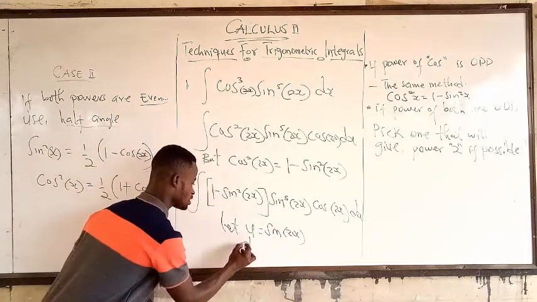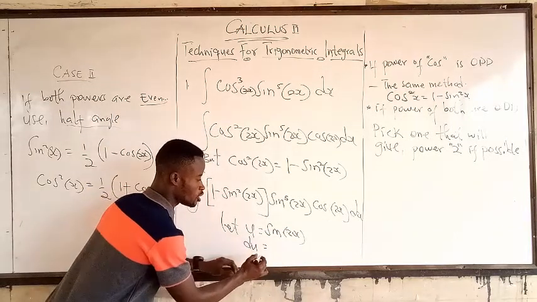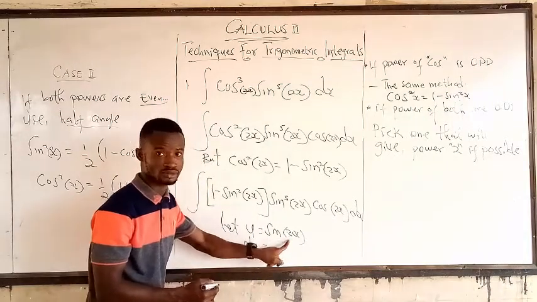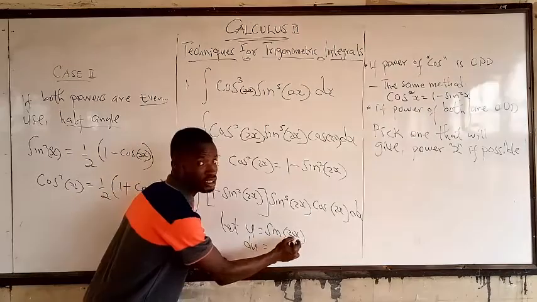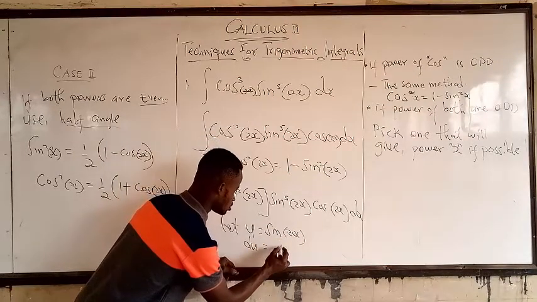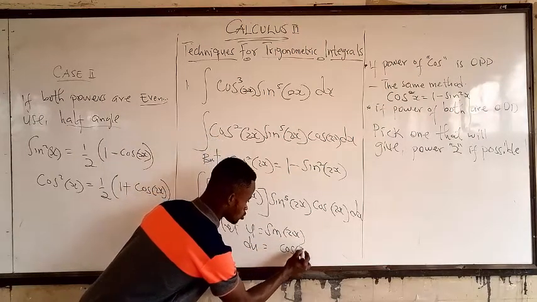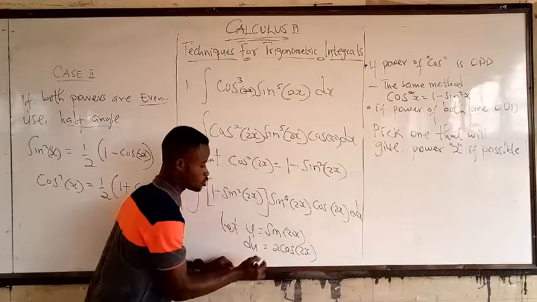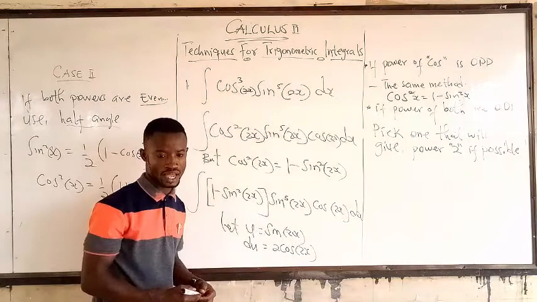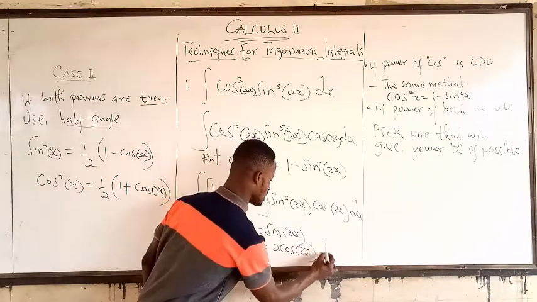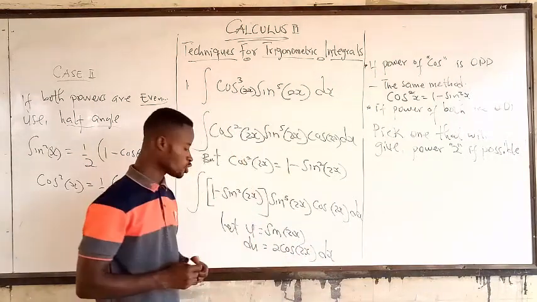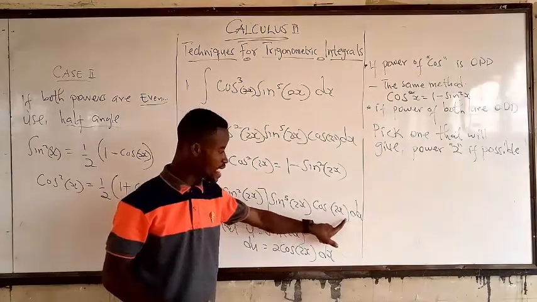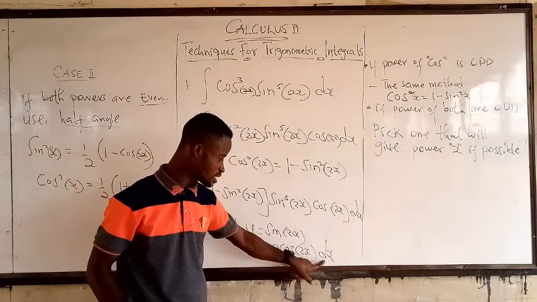When you differentiate this, du is going to be equal to, don't forget, this. So differentiate everything. You get what? Cos 2x. Differentiate the inside, you get 2. You can multiply by it. Then you write your dx here. So you can see clearly that cos 2x dx is exactly what is here.